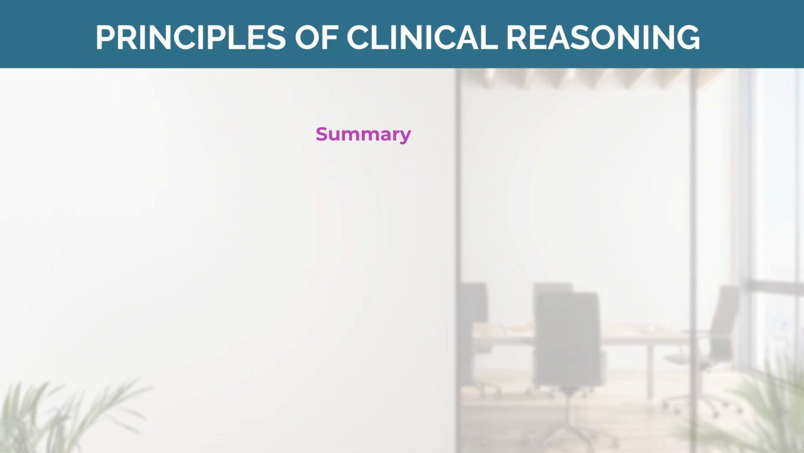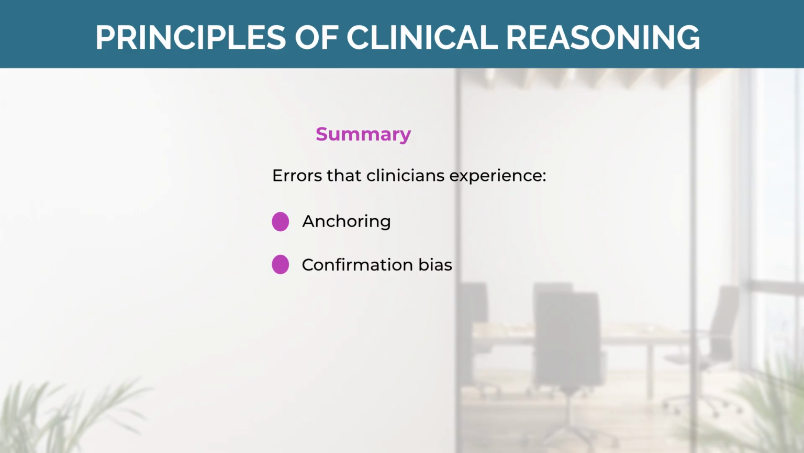In summary, we talked about errors that clinicians experience, which include anchoring. This means sticking to an initial diagnosis despite new evidence. Confirmation bias. They focus only on evidence that supports their belief. Availability bias. This means relying on recent or memorable cases. Last among them is normalization of deviance. They accept abnormal findings as normal.